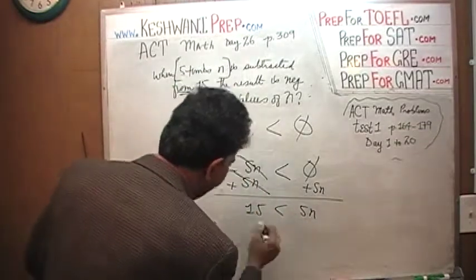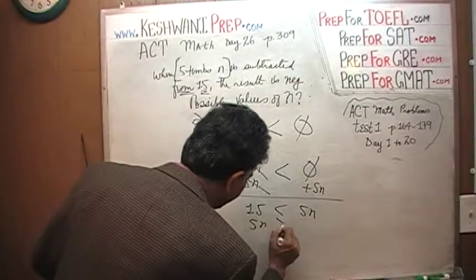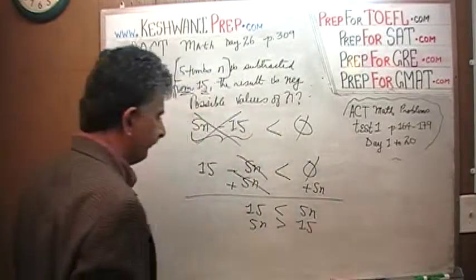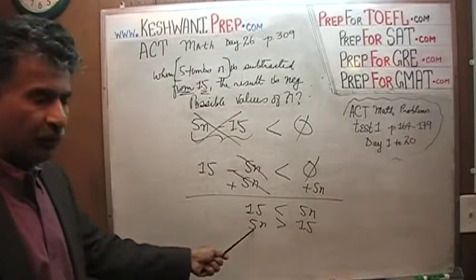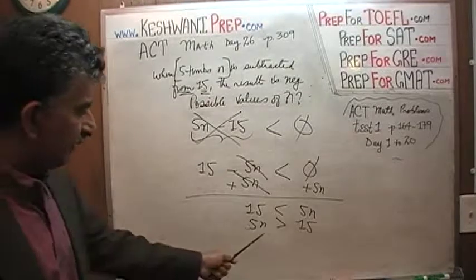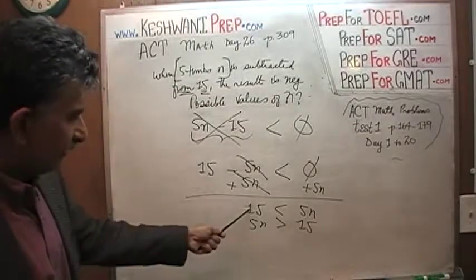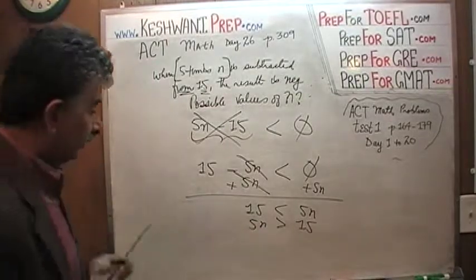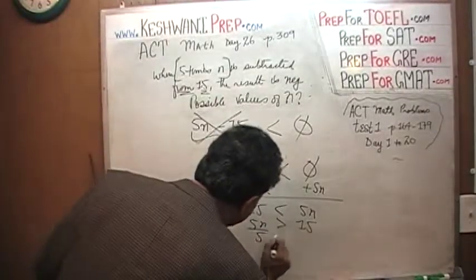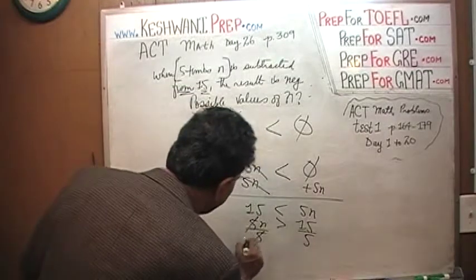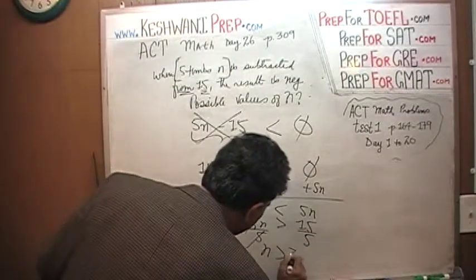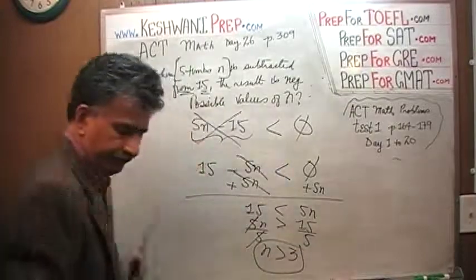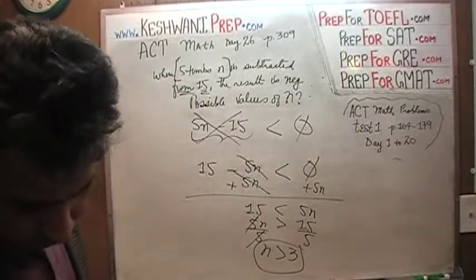If 15 is less than 5n, that is the same as saying that 5n is greater than 15. It's always a good idea to put the unknown on the right hand side. Divide both sides by 5 and we're done. And the answer is, n, whatever it is, has to be more than 3.